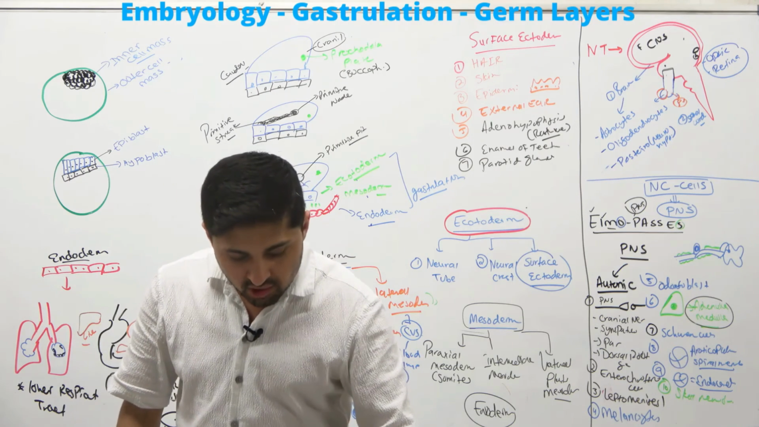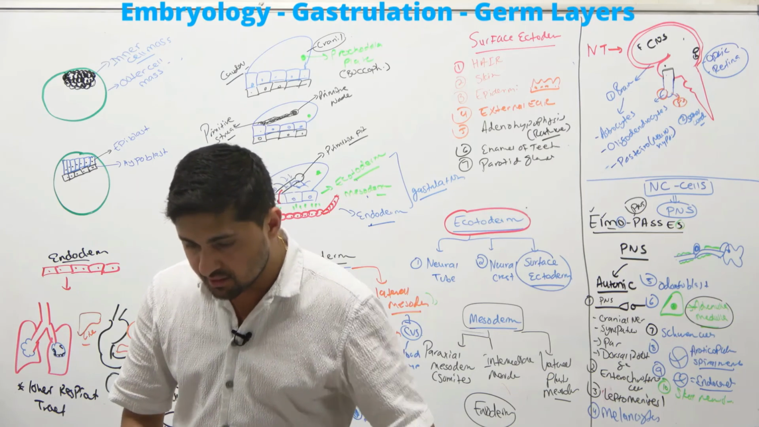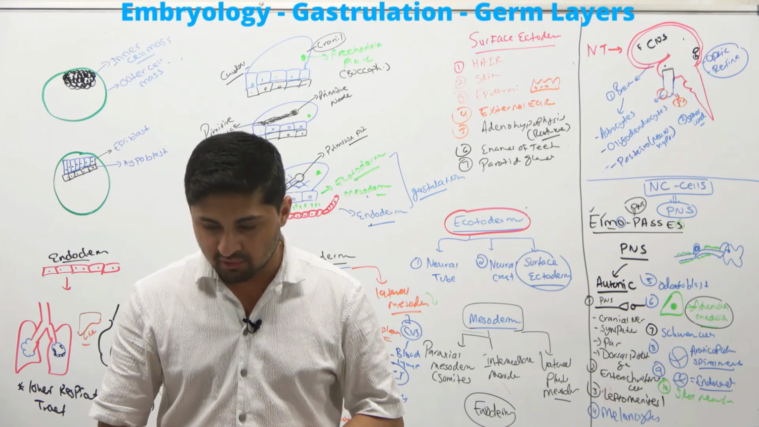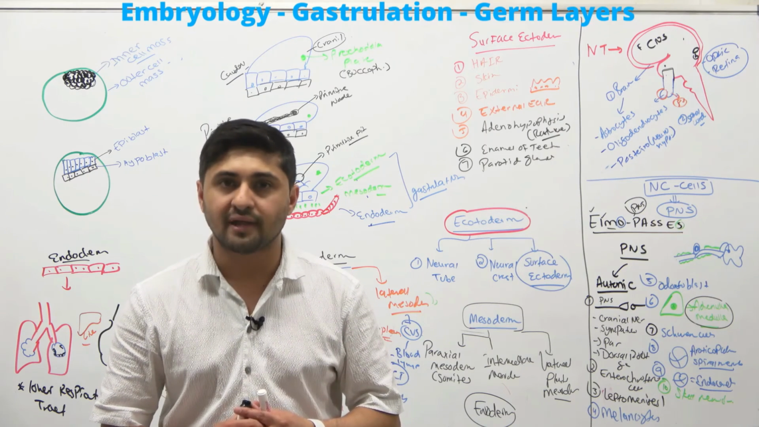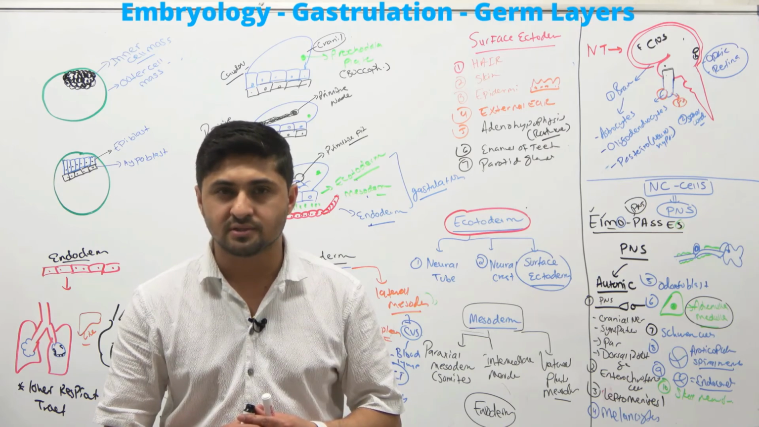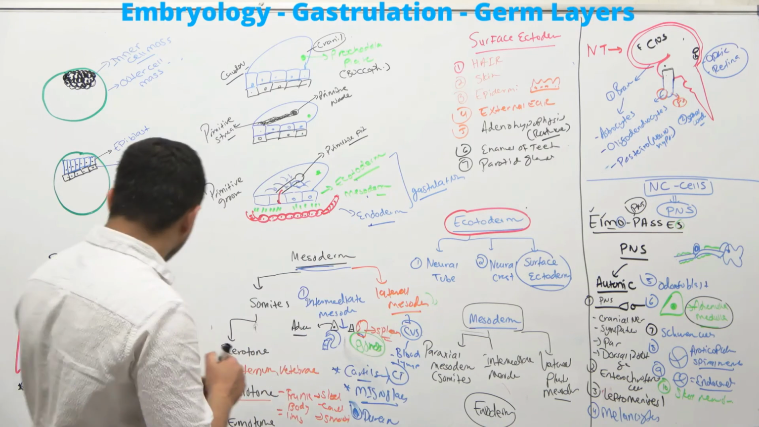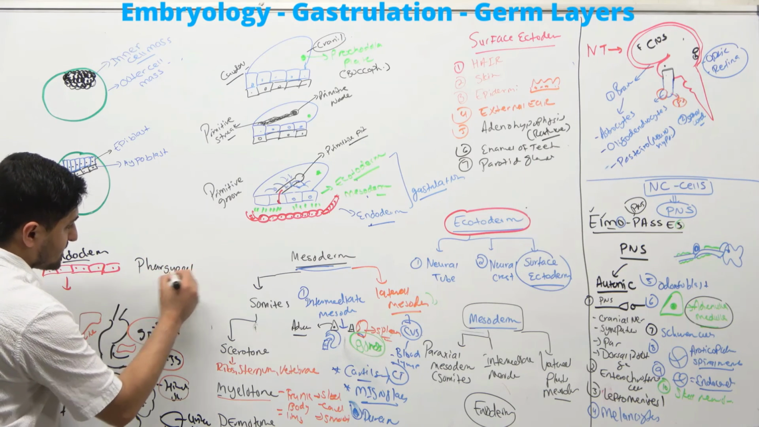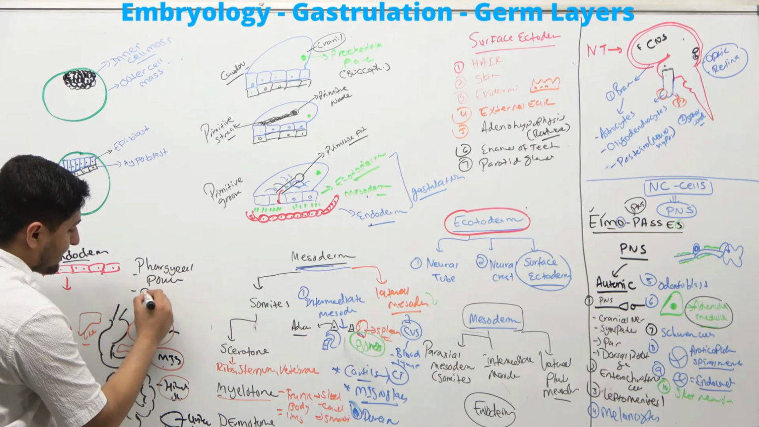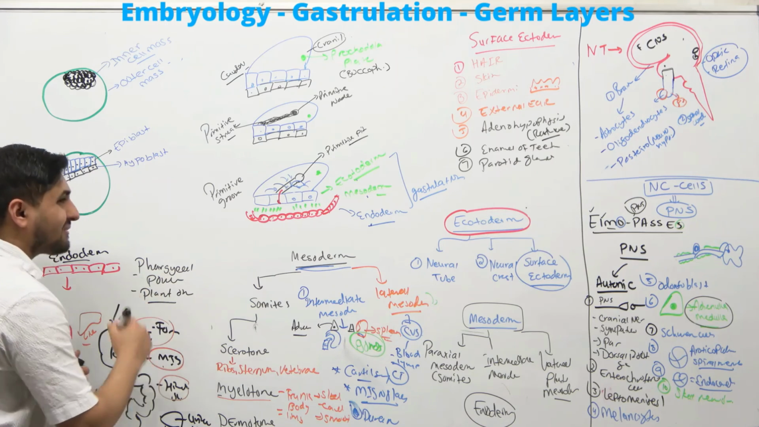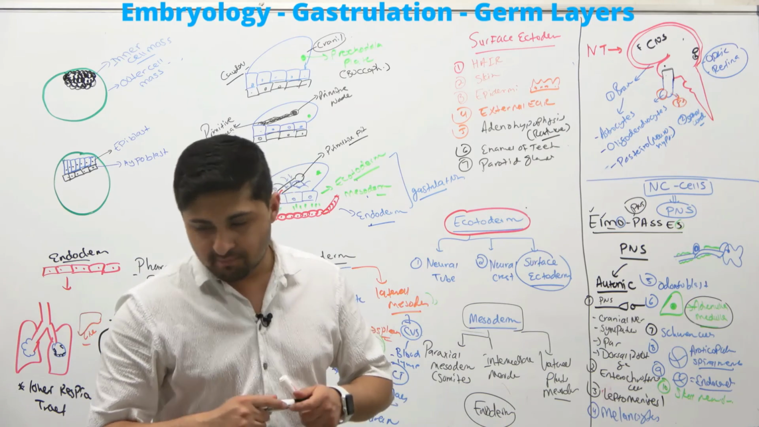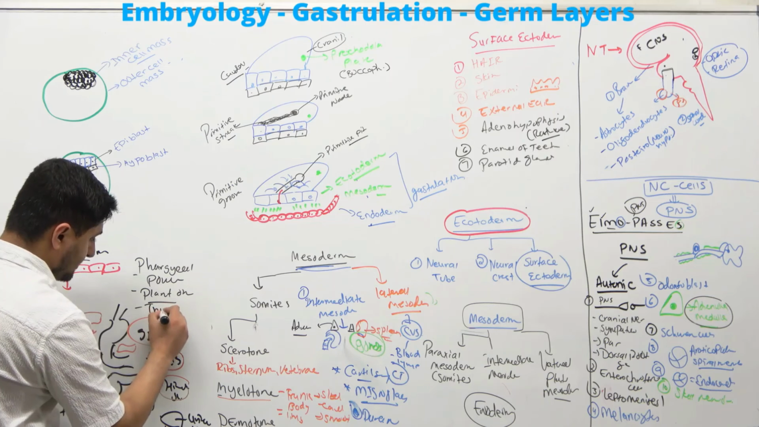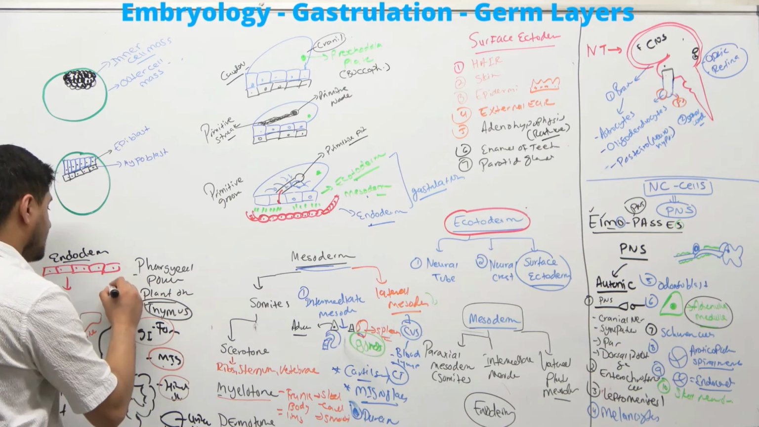Now, one of the other important concepts you should remember is the pouches, like the pharyngeal pouches, right? For example, the pharyngeal pouches give the parathyroid gland, or let's say the palatine tonsils, and the auditory tube. Let's just write down the pharyngeal pouches. You have palatine tonsils, parathyroid glands, and importantly the thymus. These are derivatives of endoderm.